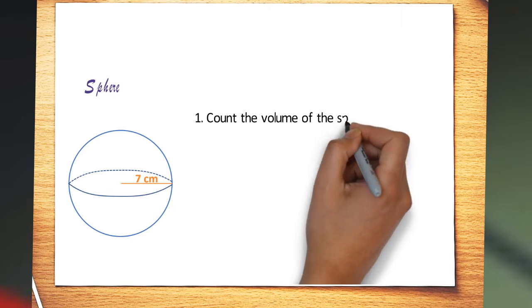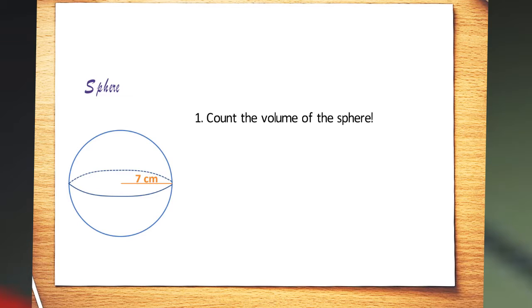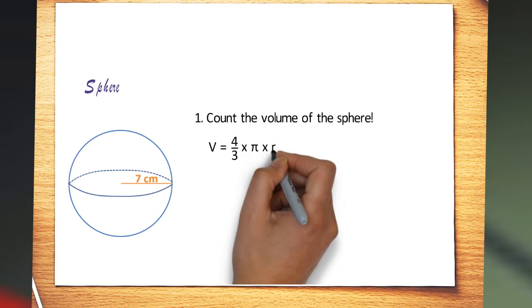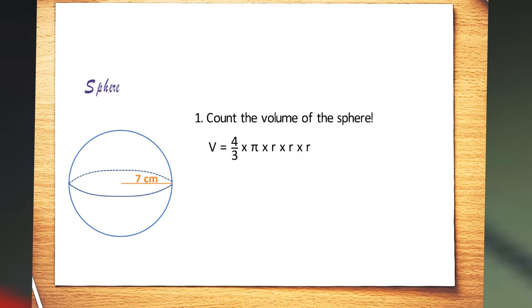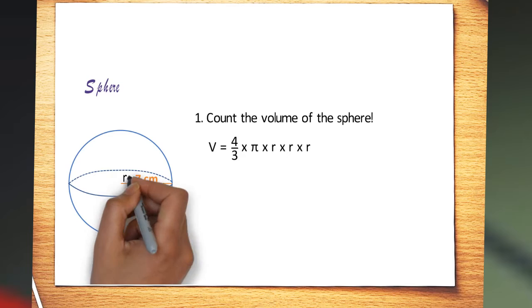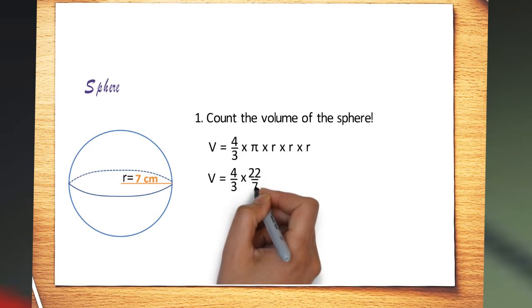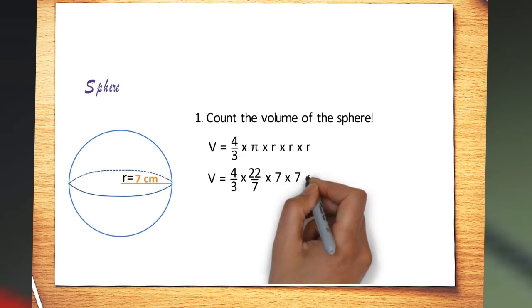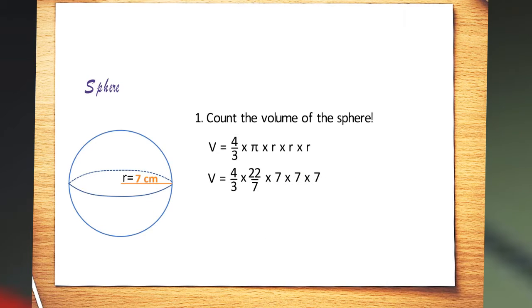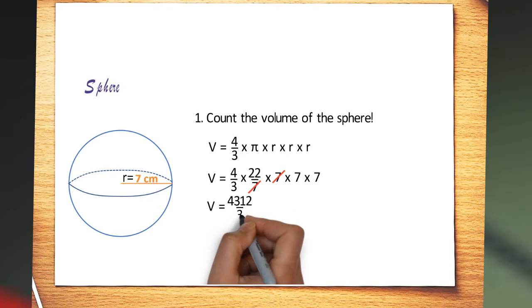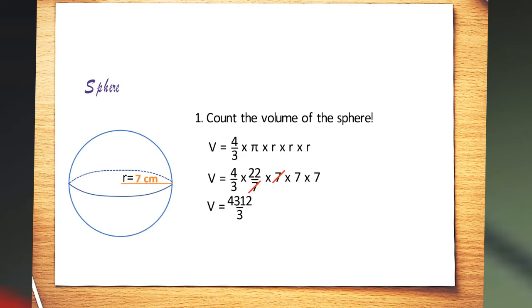Next question. Count the surface area of the sphere. To find the surface area of a sphere, we use this equation: 4 times pi times r times r, and it's equal to 4 times 22/7 times 7 times 7. Let's divide 7 by 7, which is equal to 1, and we get 4 times 22 times 7. And the final result, the surface area of the sphere, is equal to 616 centimeters squared.